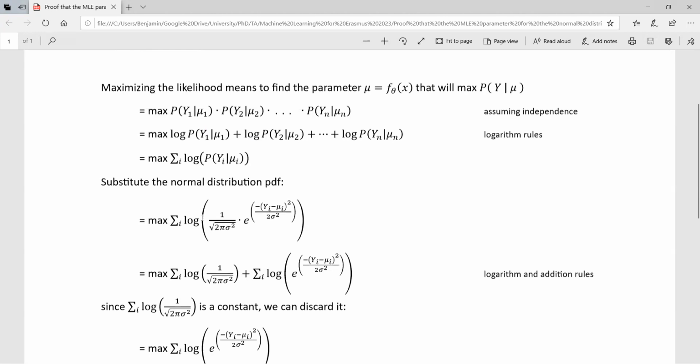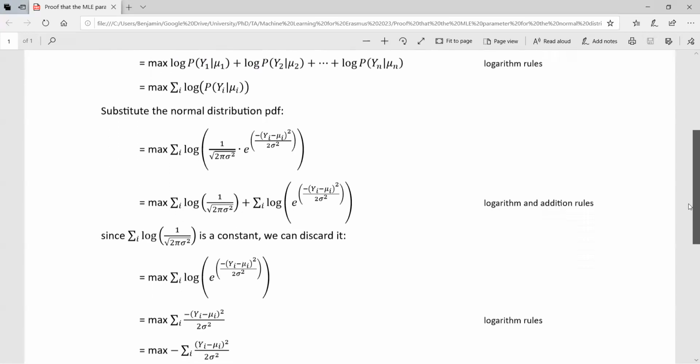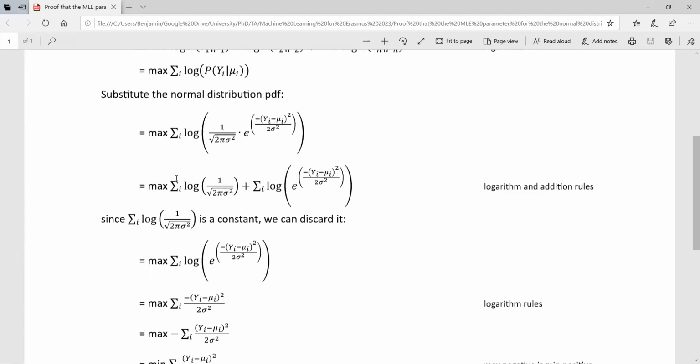And then we can break it down by logarithm and addition rules. To find the mu which will maximize this over all the points is to find the mu which will maximize this and maximize this. This is just by the log rule that multiplication becomes addition, and by the addition rule you can add these separately, this part of the formula and this part. Okay, and we see that the first part of the formula is a constant. It doesn't depend on mu at all or on the y's, right?